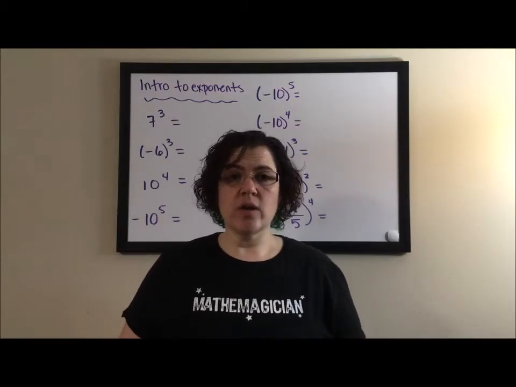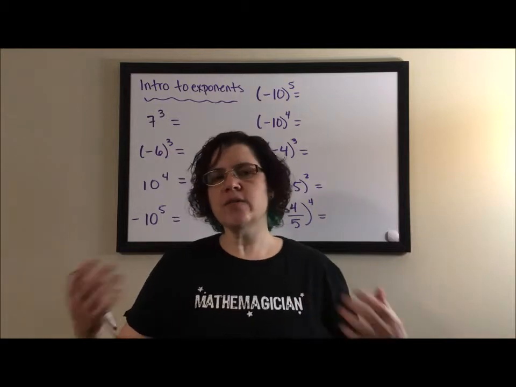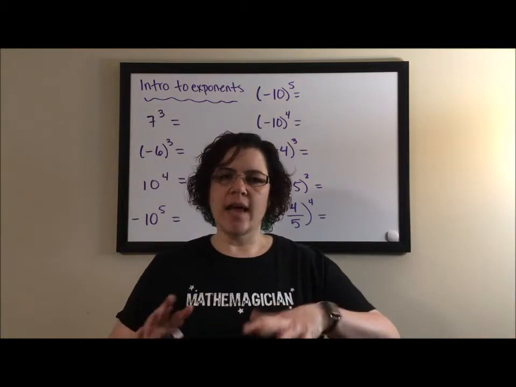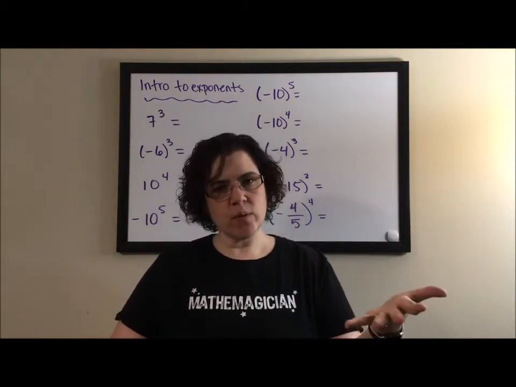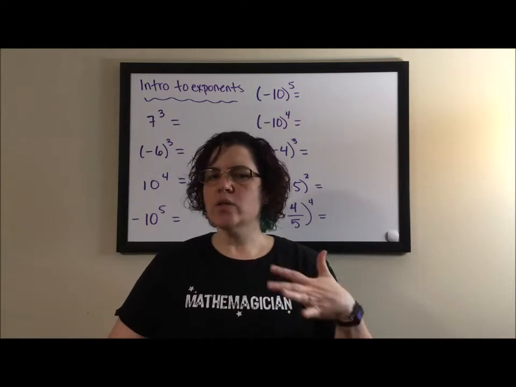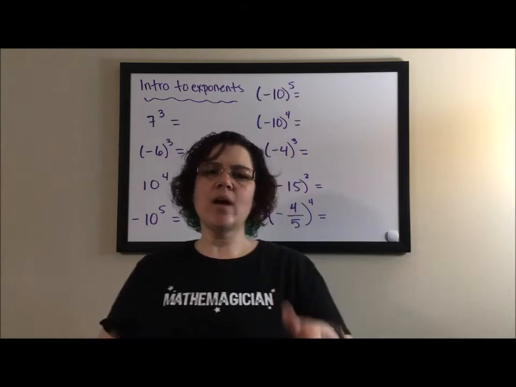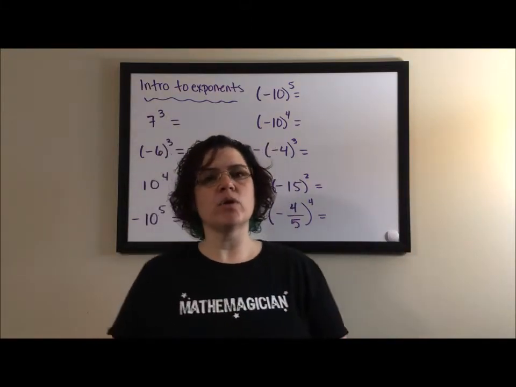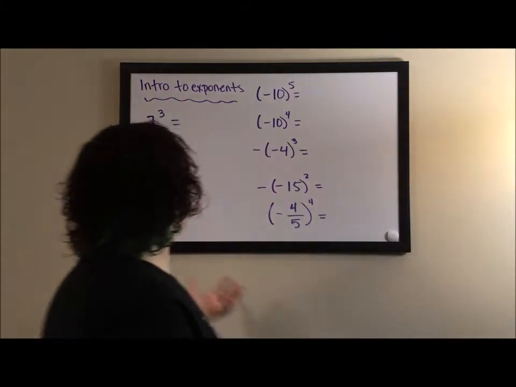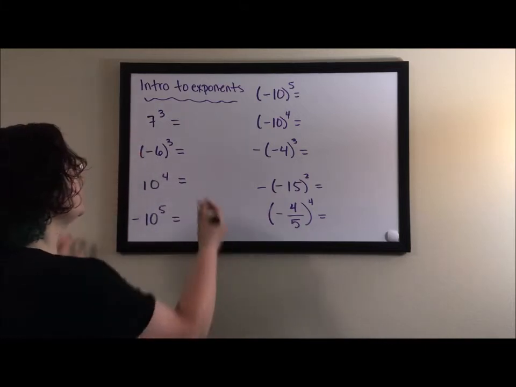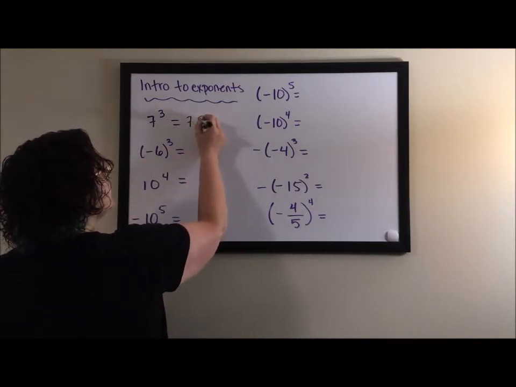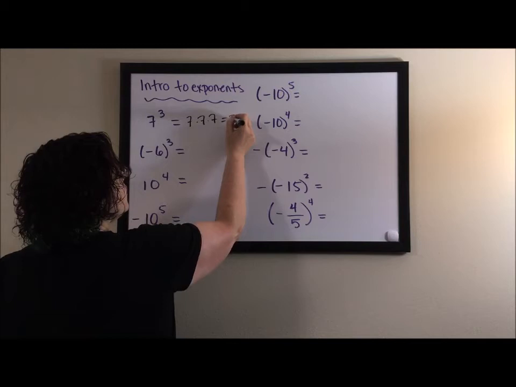Today I'm doing a series of videos on exponents, and what this video is just going to cover is how to raise a number to an exponent and determine if your answer is positive or negative. Now remember, an exponent is a counter counting how many times a base is multiplied to itself. So if I have 7 cubed, this is really the same as 7 times 7 times 7, which is 343.